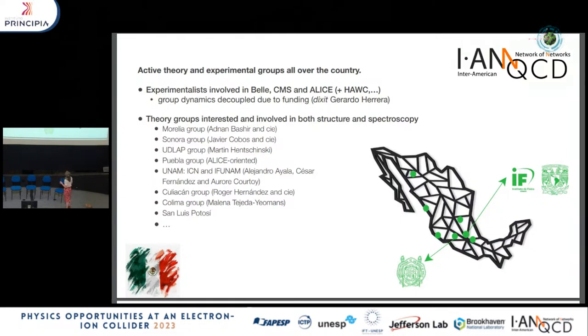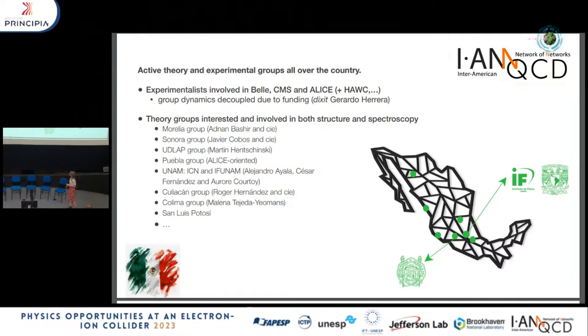So this is Mexico, and those are points where I know people who do QCD or QCD-related activities. That's where Adnan is, so I just put the logos of people here. Kepani, you were there too, so you count as being present; somewhere here is Morelia. And that's my institute, IFUNAM, so it's Mexico City. Then you have Puebla here, San Luis Potosí, Colima, Culiacán, Sonora. It gets warmer around here, right?